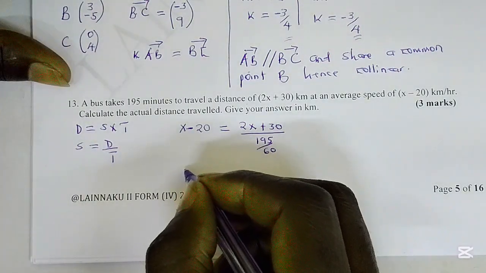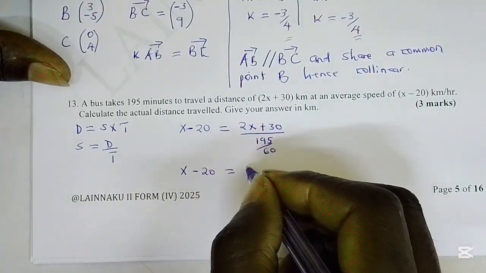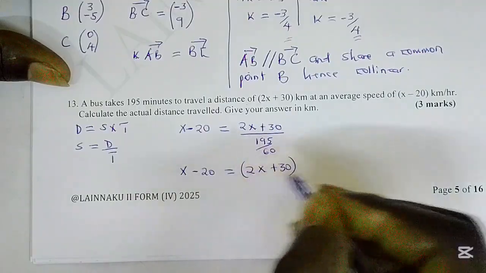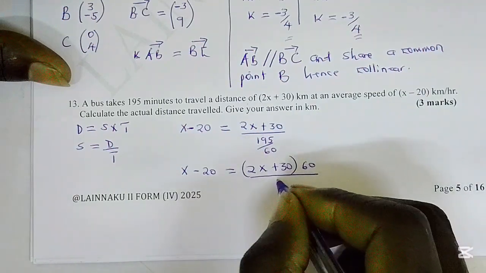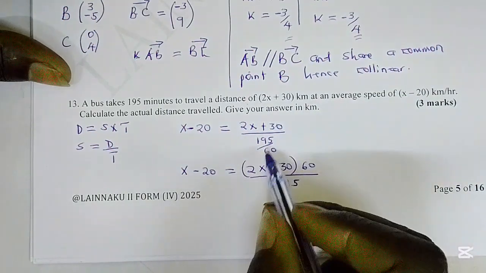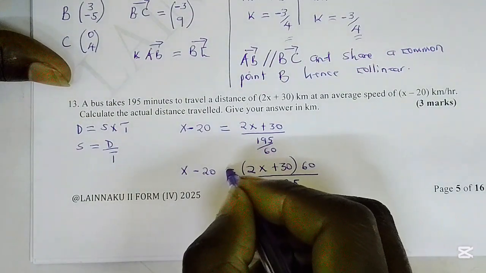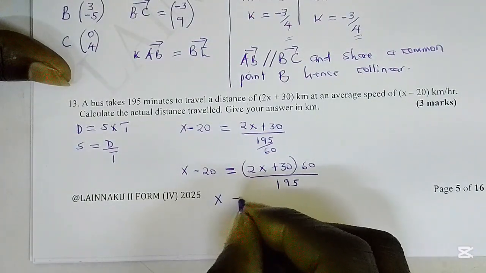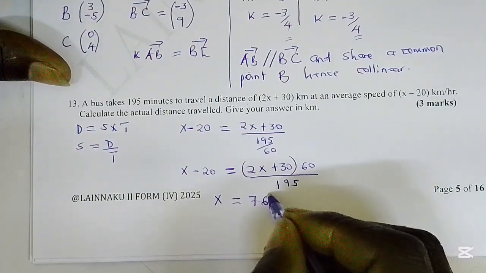So when you work out this sum, it means x minus 20 is equal to 2x plus 30 multiplied by 60 over 195. If you divide by a fraction, it is like multiplying with the reciprocal. So if you carry out simplification, you find that the value of x is equal to 76. This one was done earlier on.